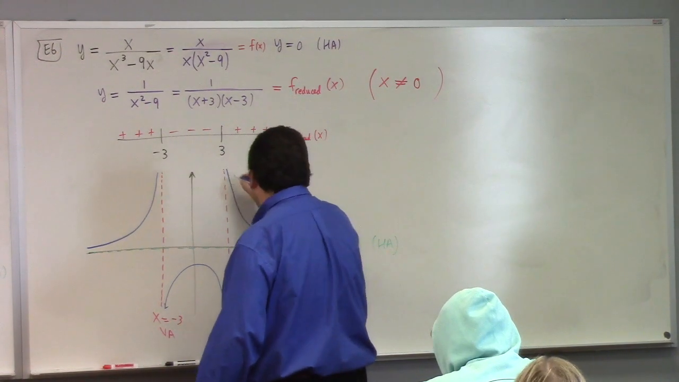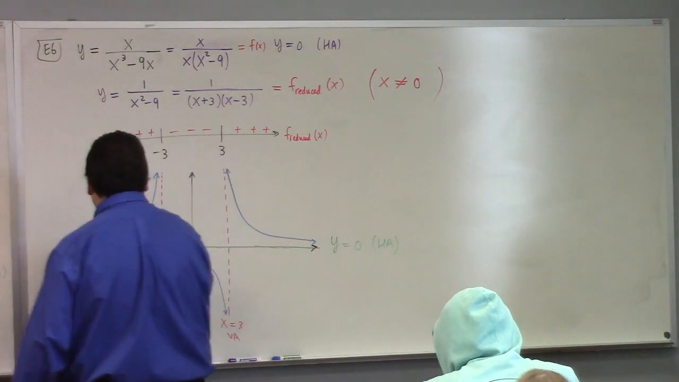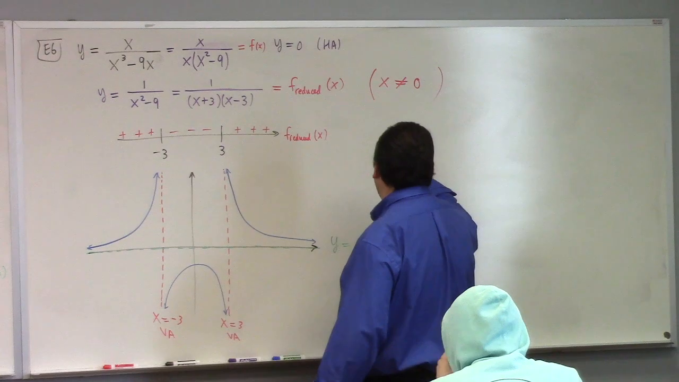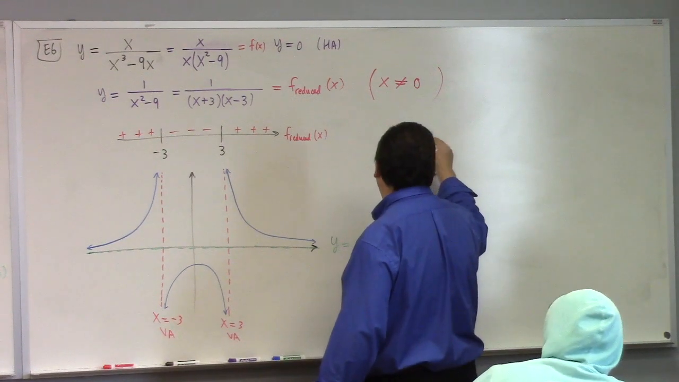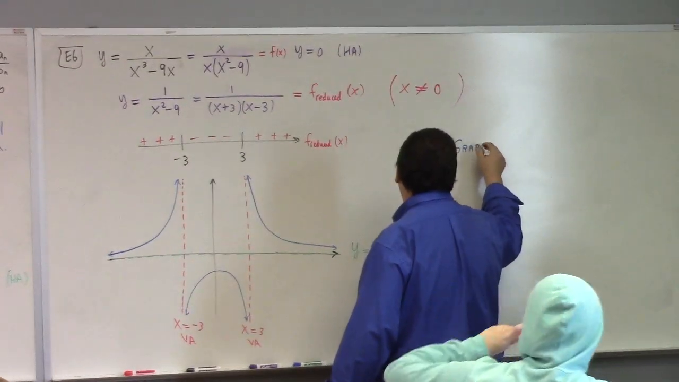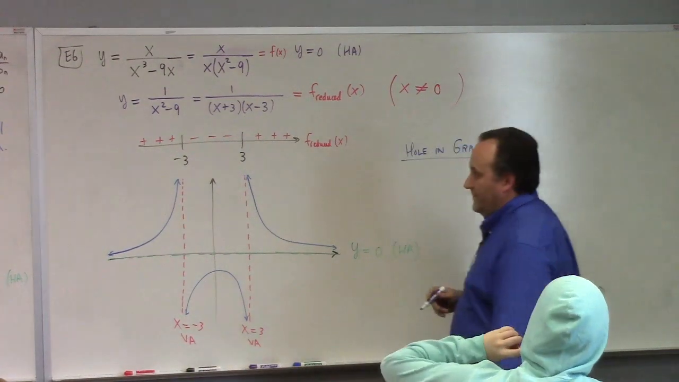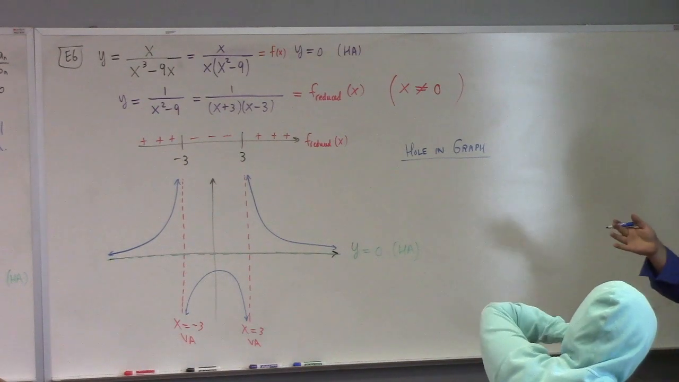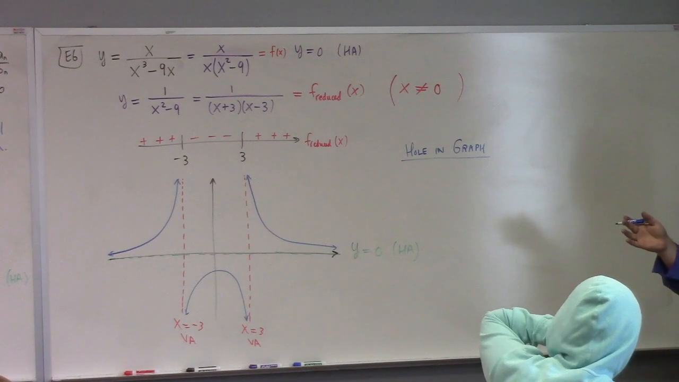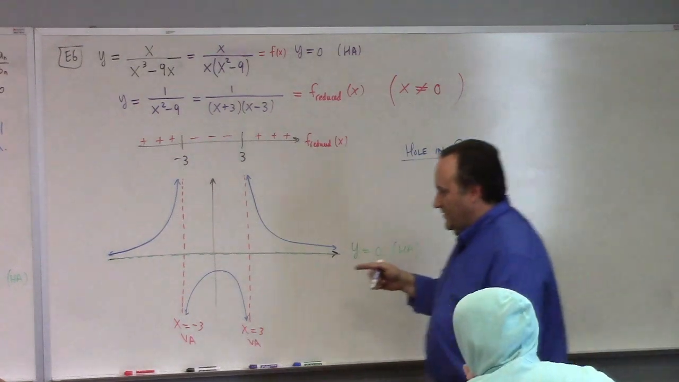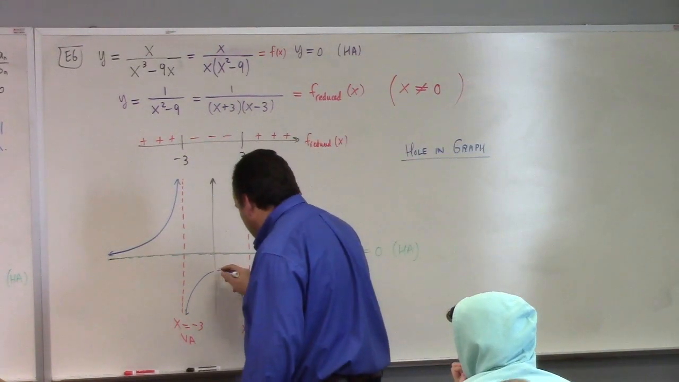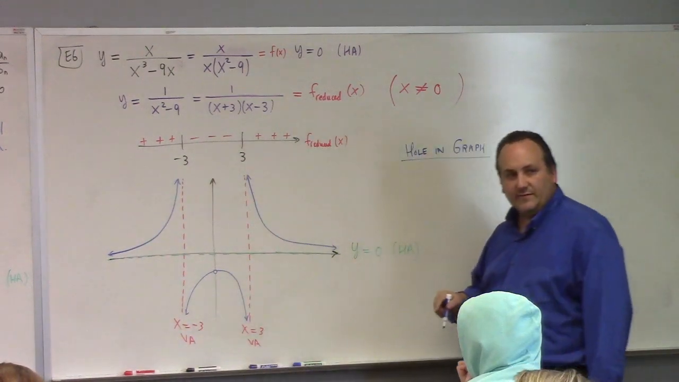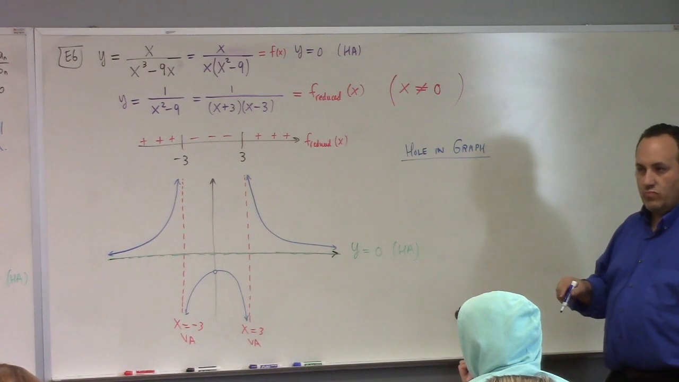There is one feature that I have not yet made explicit on this graph, which I would like to add, which is the hole in the graph. The hole in the graph comes from the fact that the formula is not defined at 0. All right? So where is 0? It's about right here, right? But what are the coordinates of that hole in the graph? How do you figure it out?